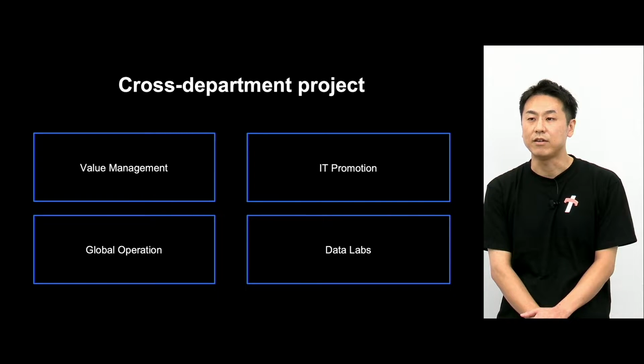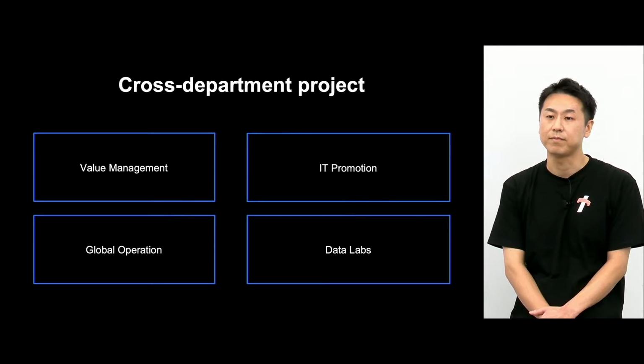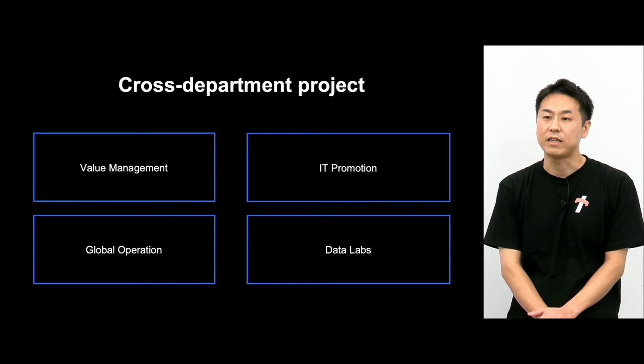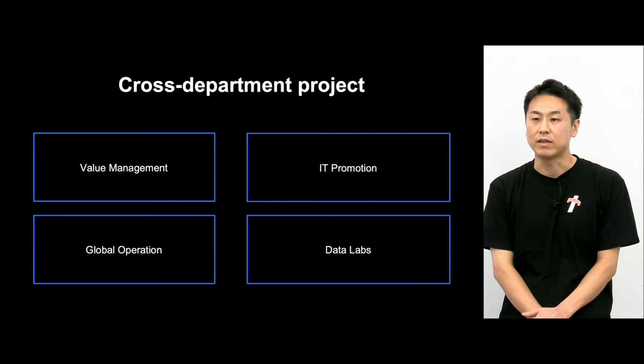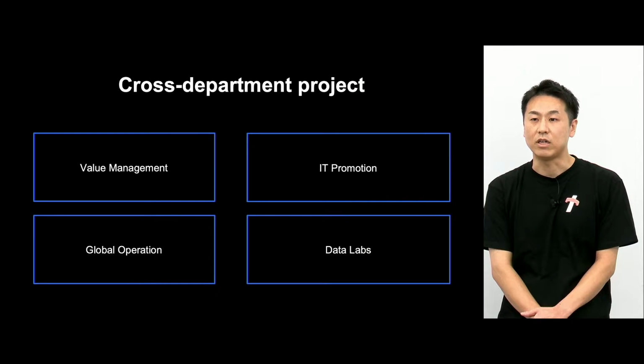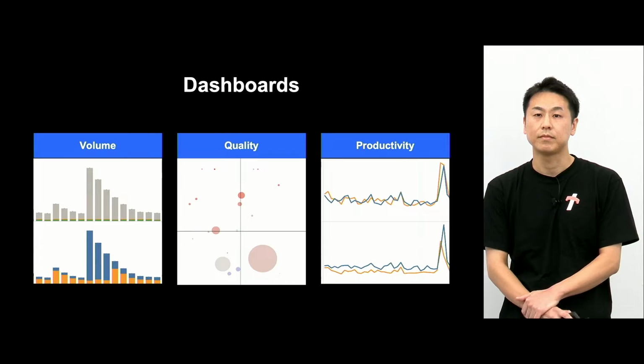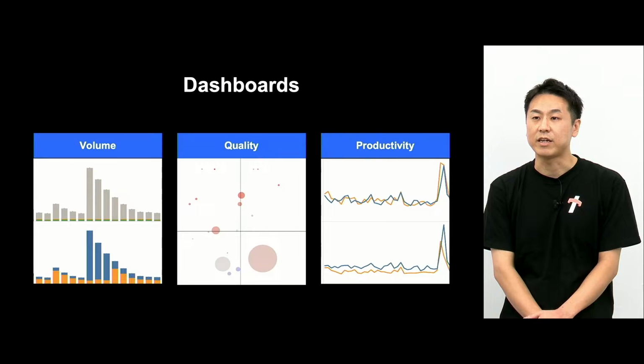So, in summary, the value management team is in charge of business improvement and management support in Line Fukuoka. IT promotion is the team with full knowledge of the internal system and internal infrastructure. Global operation is within the IT, in charge of operation system planning and development, and it has knowledge of RPA. And Data Lab, which I belong to, has knowledge of data analysis and data engineering. So all these are a part of the project.